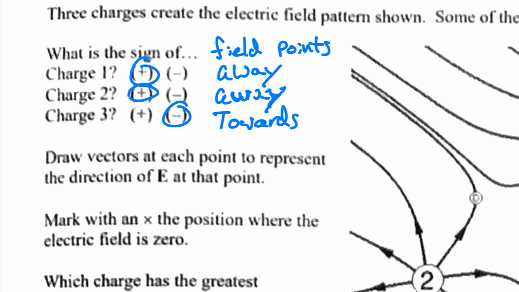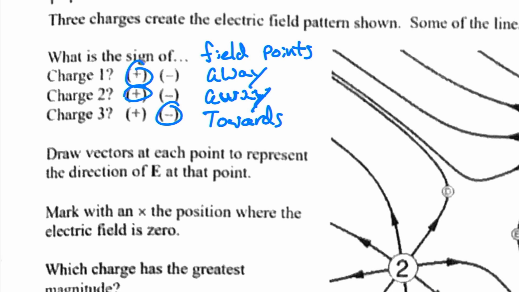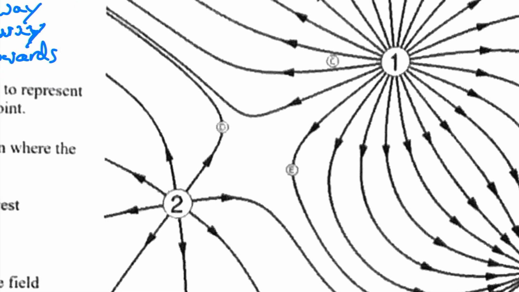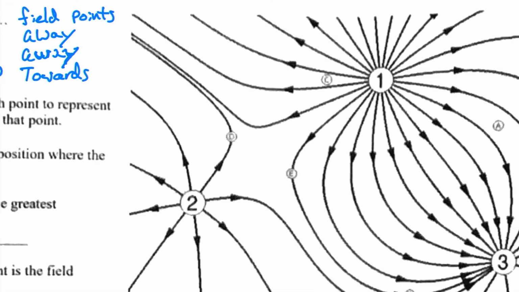The next step is to draw vectors at each point to represent the direction of the electric field. The electric field is always tangent to the field lines. So here, tangent to the field lines is going to be this way. Here, tangent to the field line is going to be straight up because D is at the cusp of the curve, so to speak.